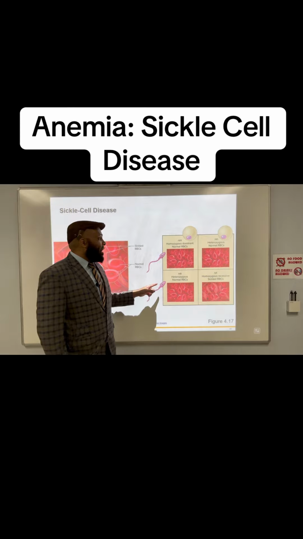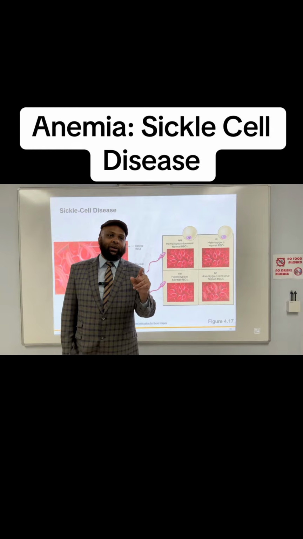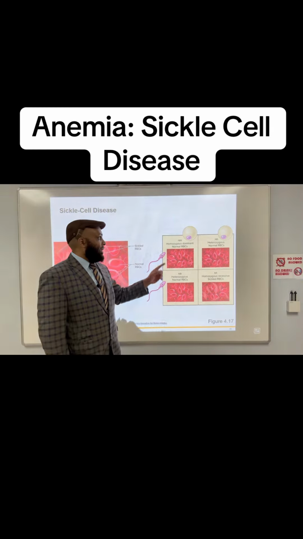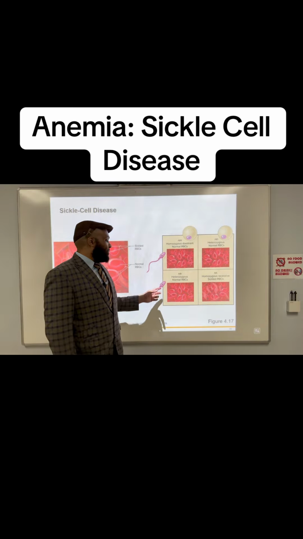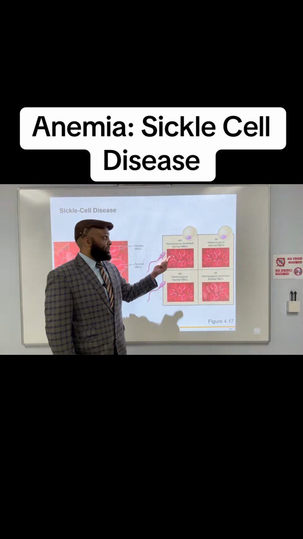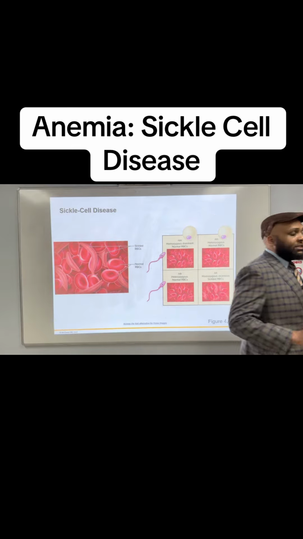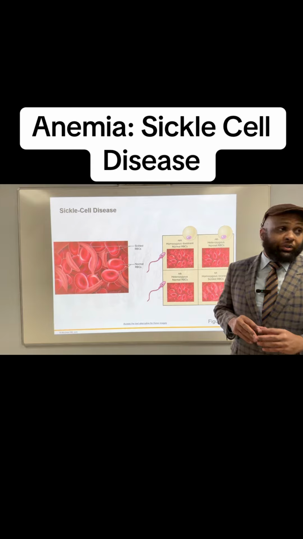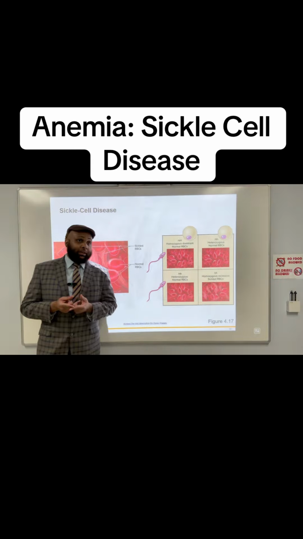But let's say you're a carrier and your husband is a carrier. The child gets a recessive allele from the sperm and a recessive allele from the egg, and then you have two recessive alleles. Then the baby will not have a biconcave discoid structure red blood cell. The baby is going to unfortunately have sickle cell anemia.